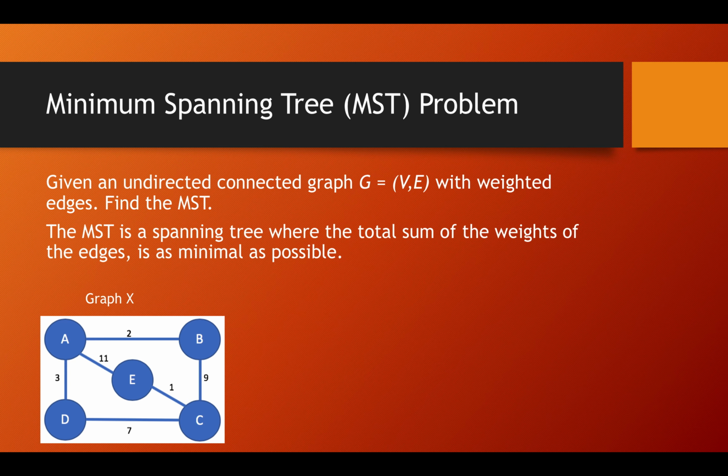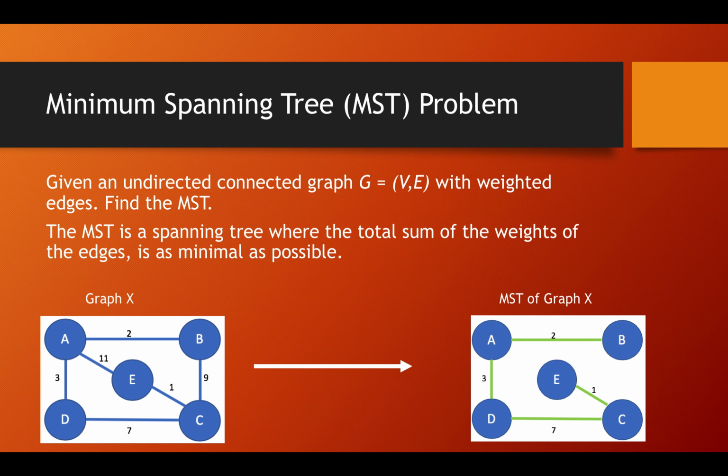The minimum spanning tree is a spanning tree of the graph G, where the total sum of the weights of the edges is no larger than the total weight of any other spanning tree of the graph. Below is graph X. This is the MST of the graph. The edges colored in green produce the minimum total weight of the edges.